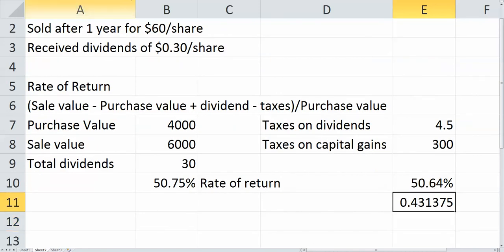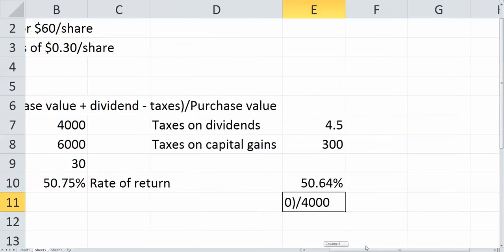You can see my equation right up here. Well, actually, I don't think it's appearing in the video, and I can't make it appear in the video. Here we go.